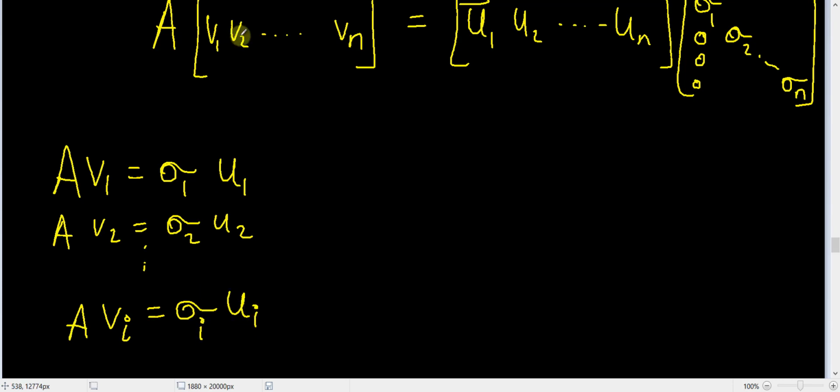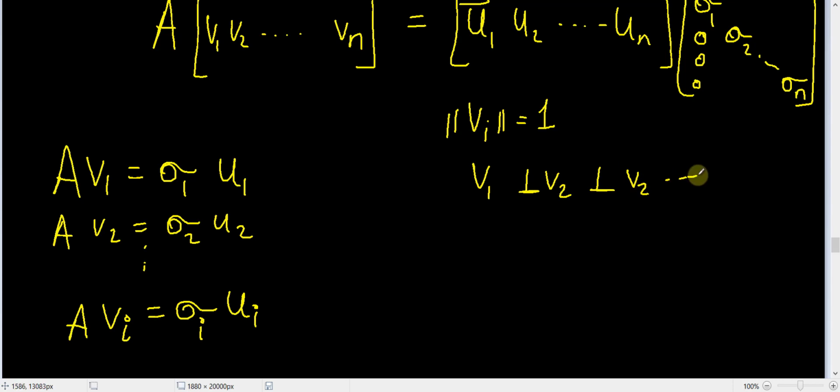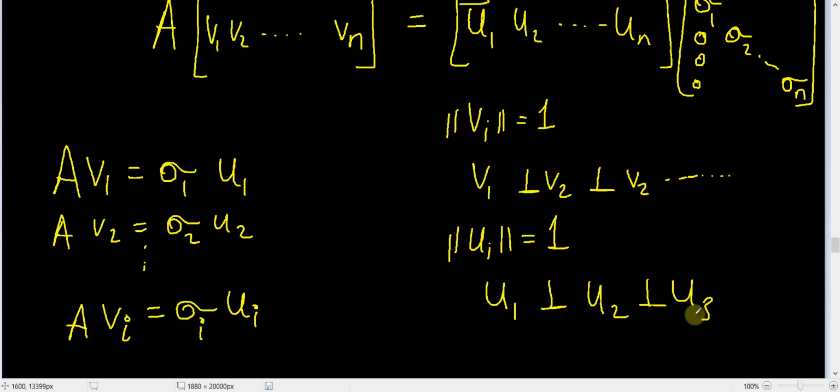We also know that the matrix V is an orthogonal matrix, so the magnitude of Vi is equal to 1, and also we know that V1 is perpendicular to V2 is perpendicular to V3 and so on, and the same applies for Ui. The magnitude of Ui is equal to 1, and all the vectors U are perpendicular to each other because those two matrices are orthogonal rotation matrices.